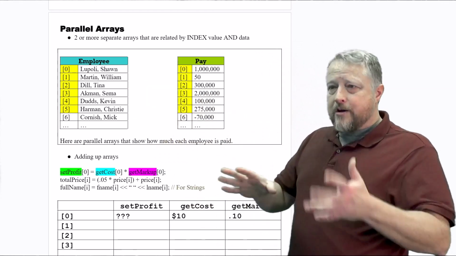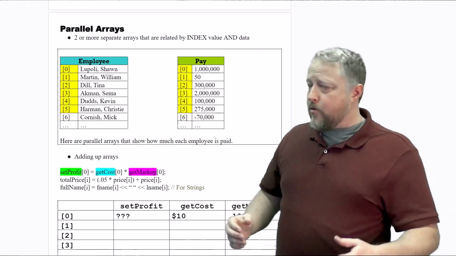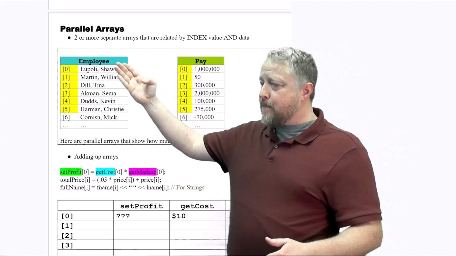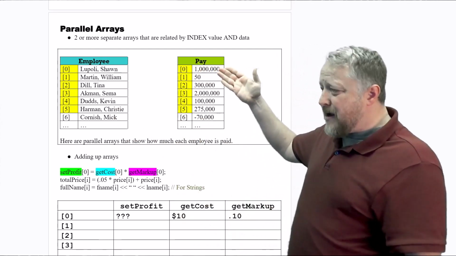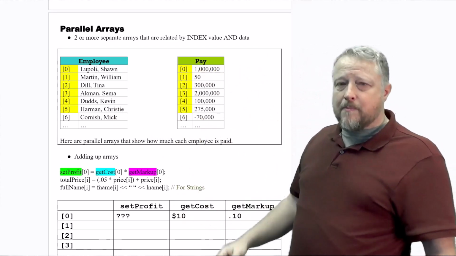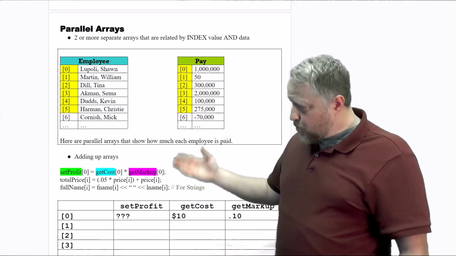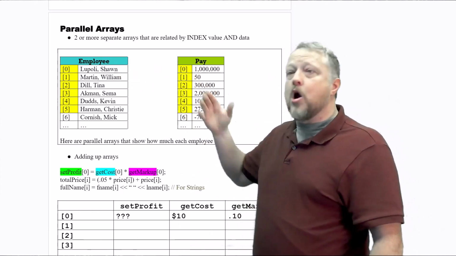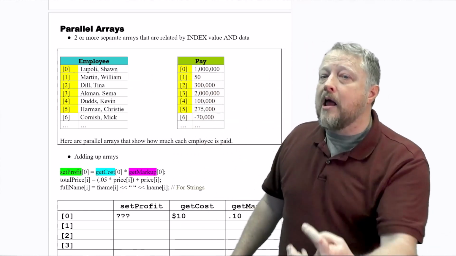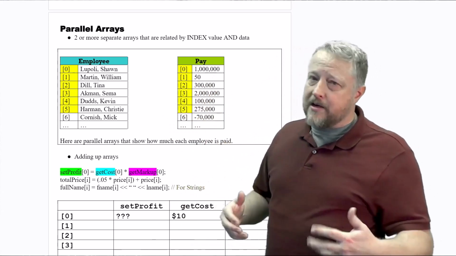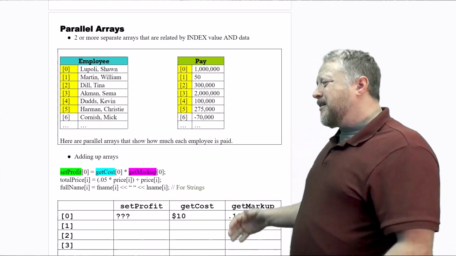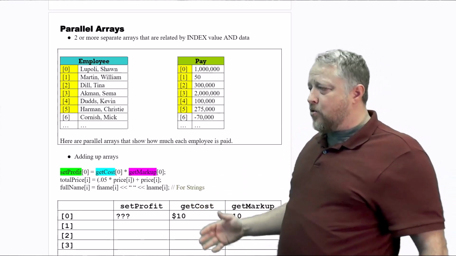Now, here's why it's important to name your arrays. If I name this array employee, you can kind of figure out what's going on. Here, if I didn't name this pay, this could have been some other numeric data. So it's really important that you name your arrays, especially if they're parallel, that you name them something that frankly makes sense to what the application is doing.